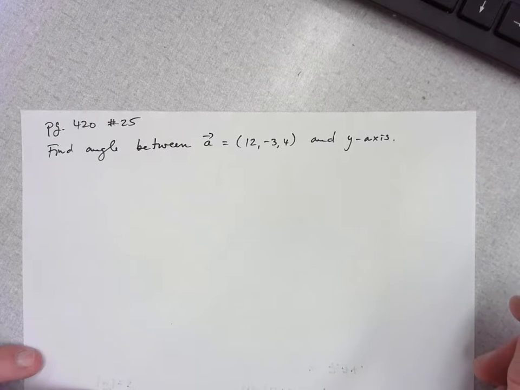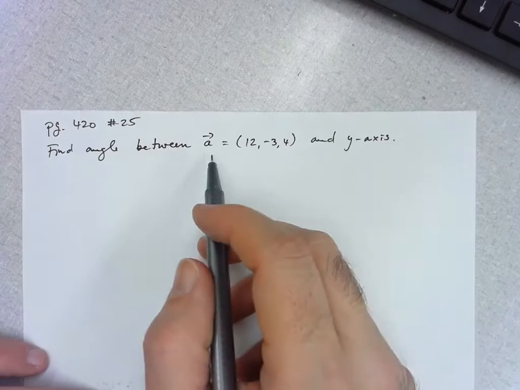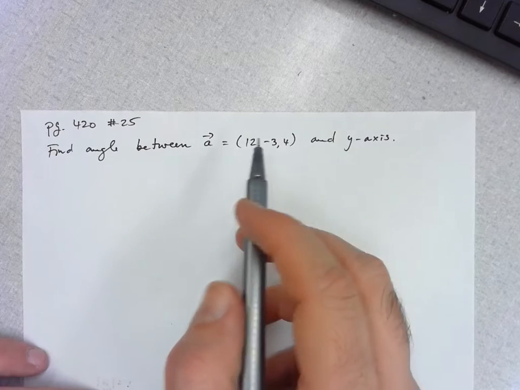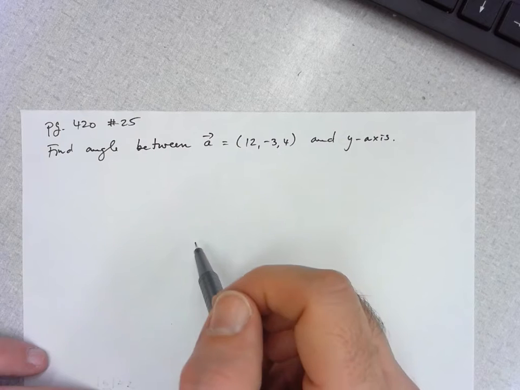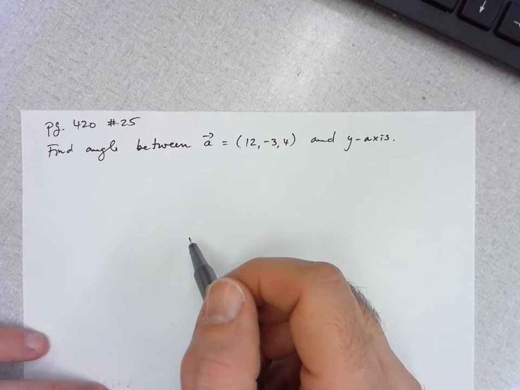Hi folks, this is page 420, number 25, and here they're giving us a 3D vector, and they want us to find the angle between this vector and the y-axis. Okay, and this is where we're going to use those direction cosines.